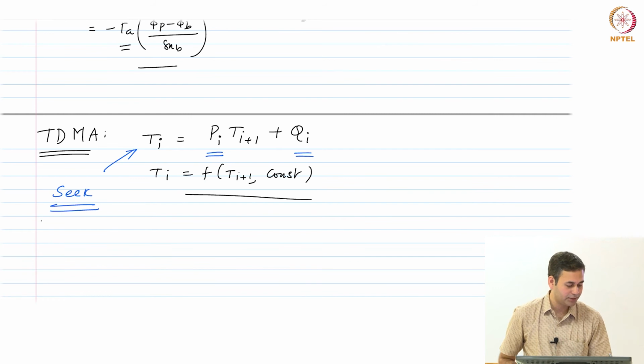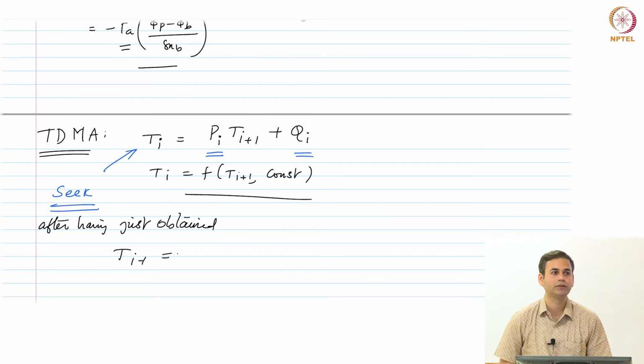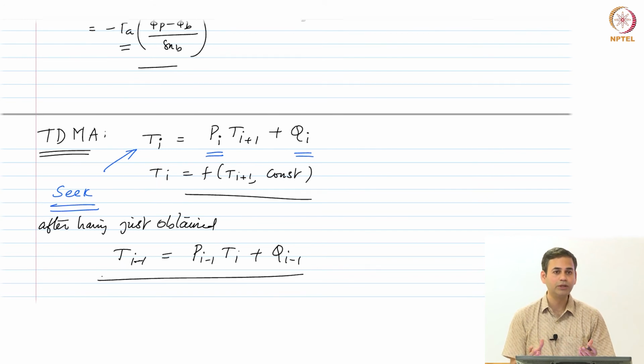And then, having obtained Ti, what would be Ti minus 1? The previous one would be Ti minus 1, that would be Pi minus 1 Ti plus Qi minus 1. Is that correct? Essentially P and Q are now tied to the cell, and the right hand side unknown should be one cell forward of the previous cell. Essentially Ti minus 1 is Pi minus 1 times Ti plus Qi minus 1.